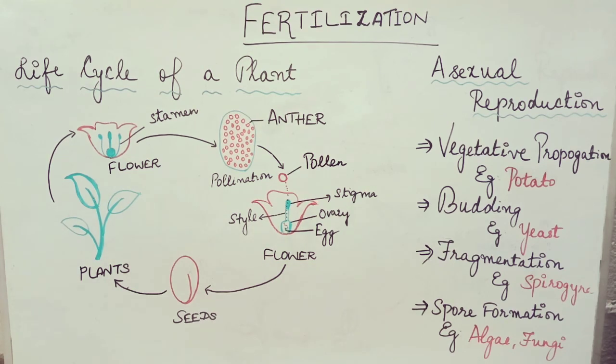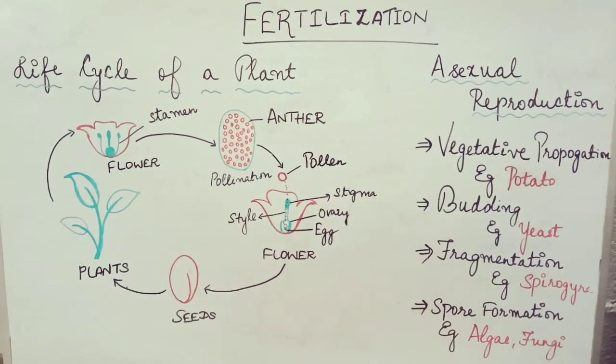Today's homework is: explain the types of asexual reproduction.